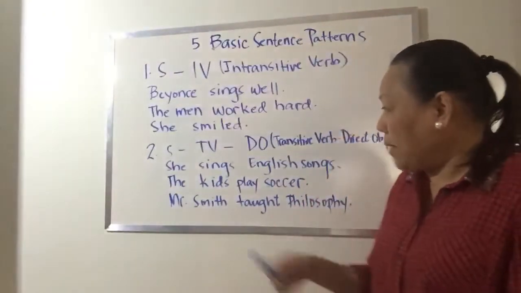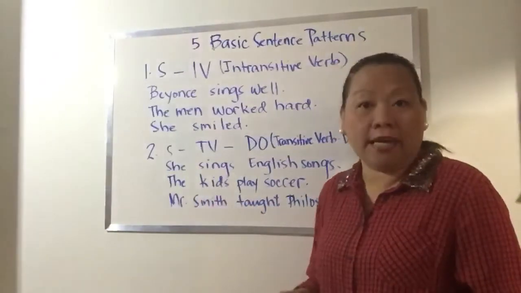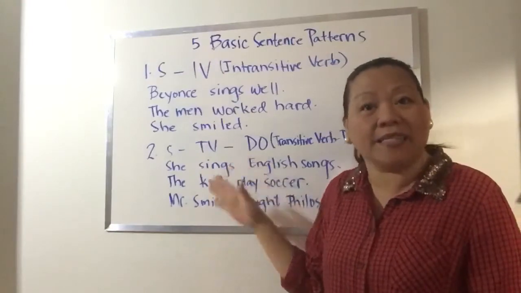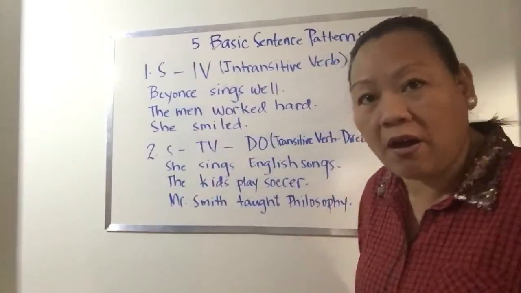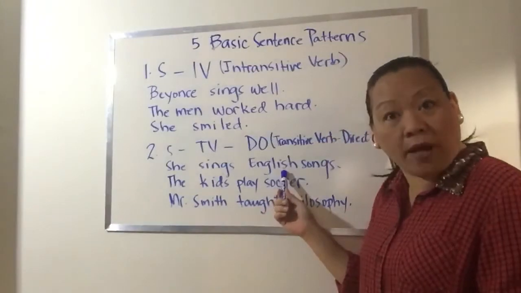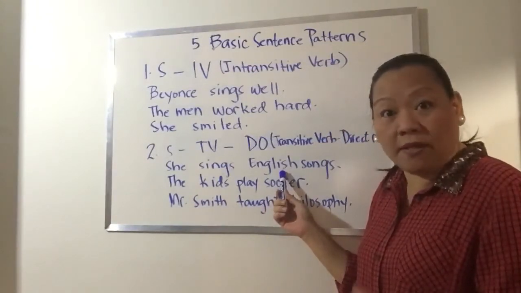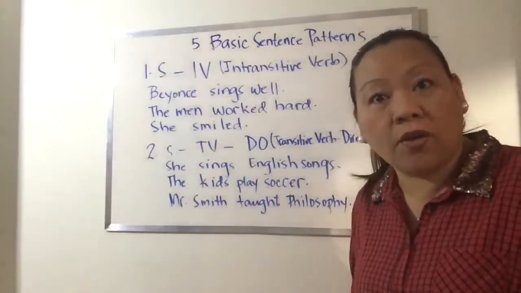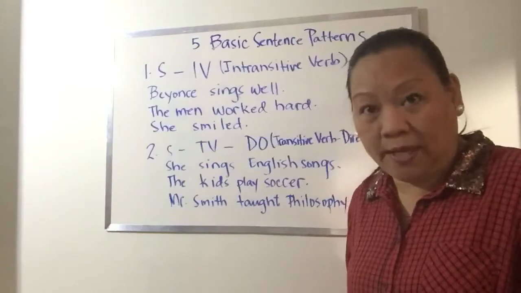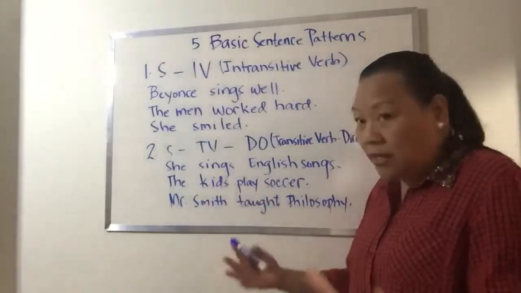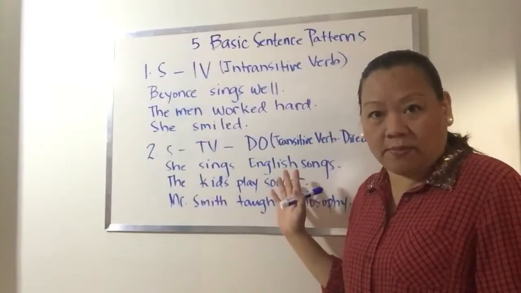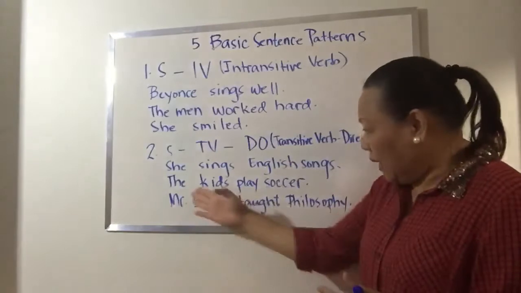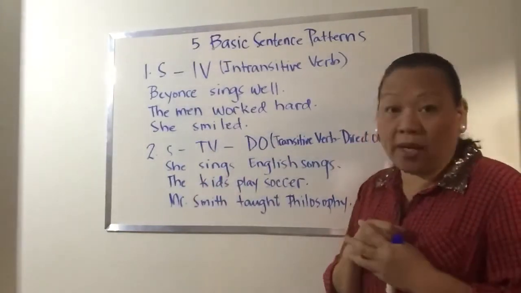Examples are: she sings English songs. The word sing here is also used, but in this case, it's an example of a transitive verb because it's followed by a direct object, which is a noun. And a direct object answers the question what or who. So for example, she sings what? English songs. Or what does she sing? English songs.